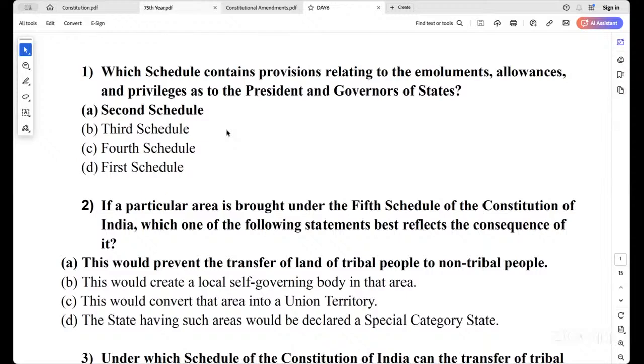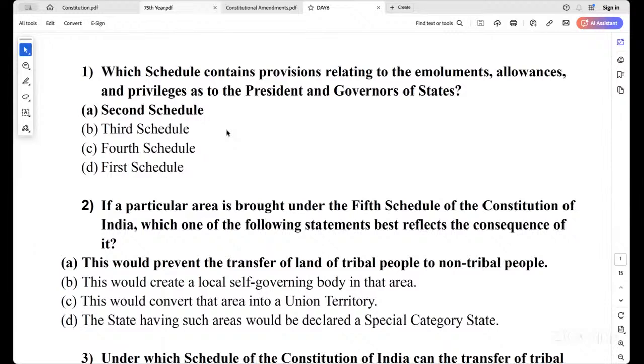Does everyone know? No. Okay. There are totally 12 schedules, right? So how do you remember the 12 schedules? You remember it like "tiers of old PM". That is a very age-old trick. It starts with TIERS.